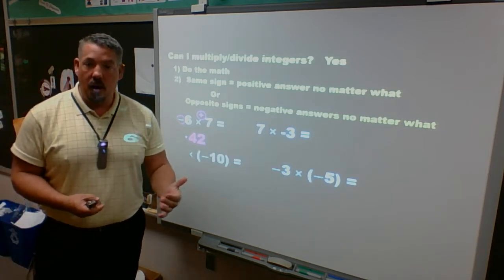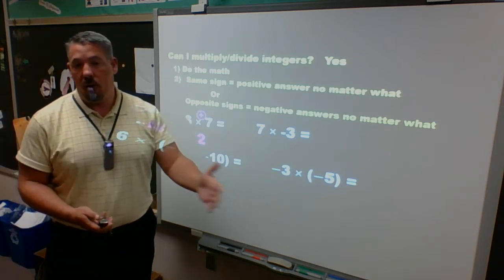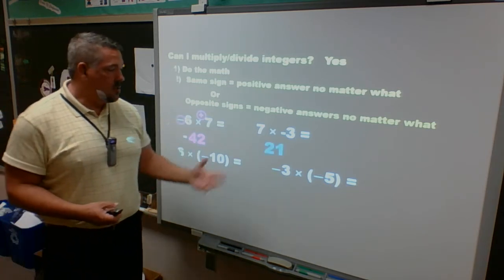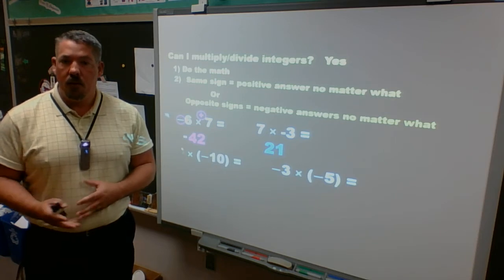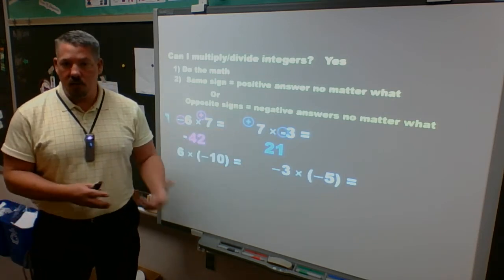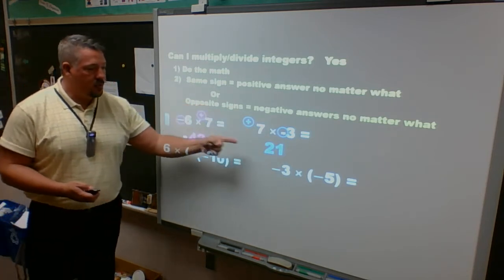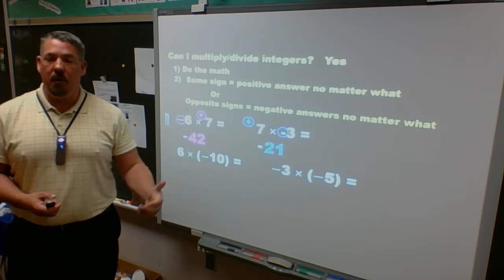Can I multiply? Yes. What do I do first? I do the math. 7 times 3, third grade multiplication, 7 times 3 is 21. The integer aspect, well, once again, this is a positive, even though it doesn't have a symbol itself. And if I have a positive and negative, those are opposites, so I know my answer has to be a negative as well.